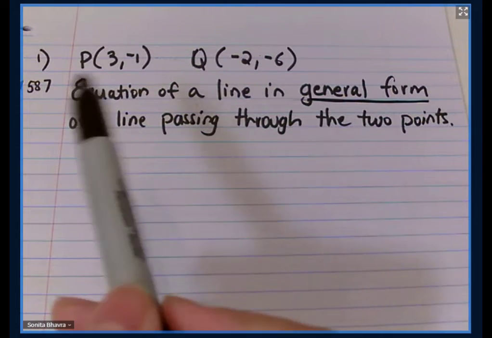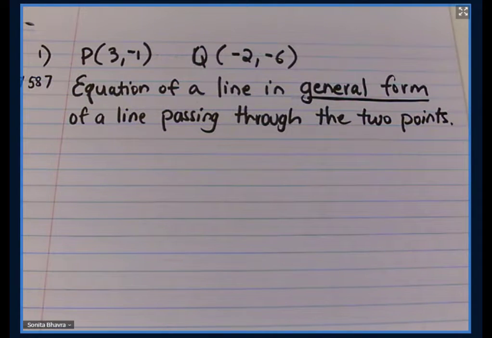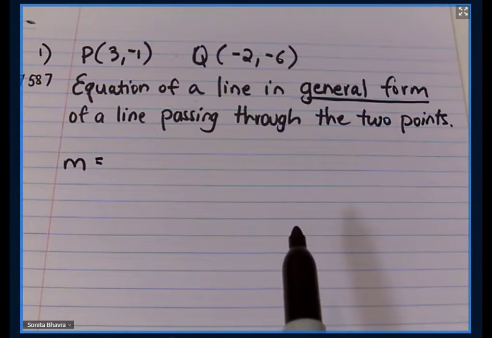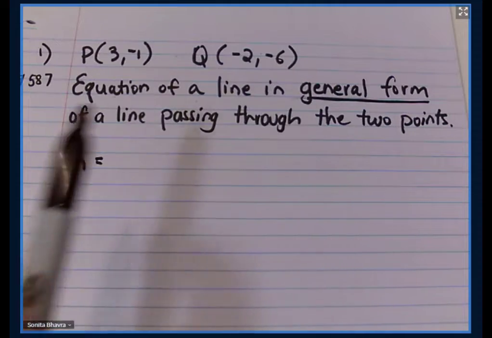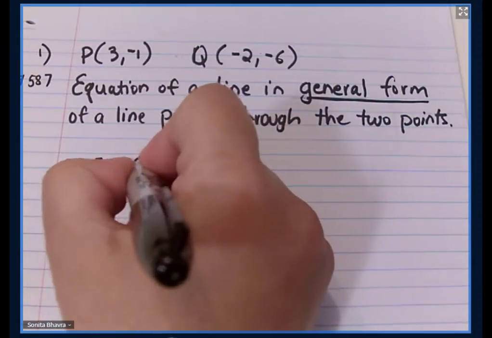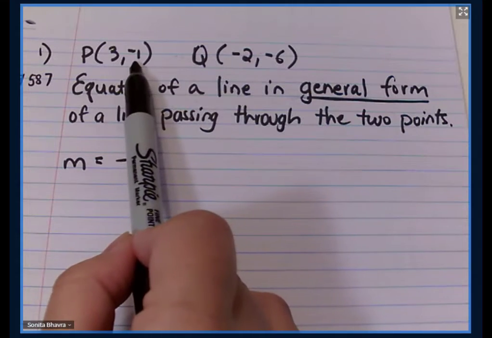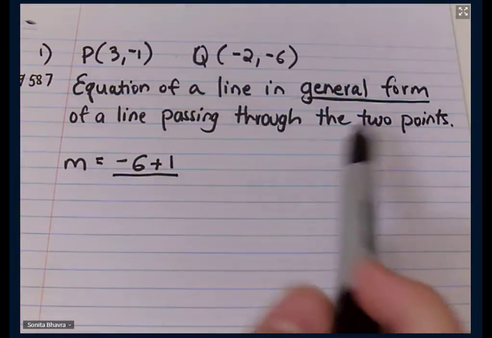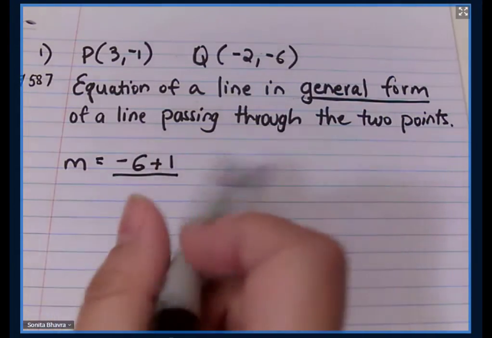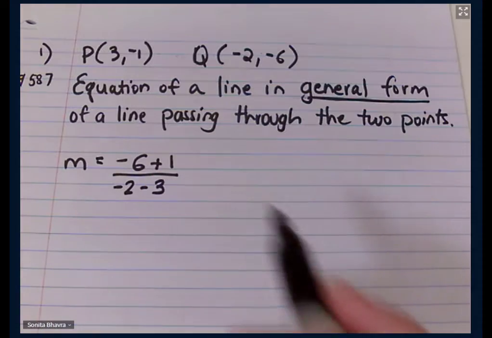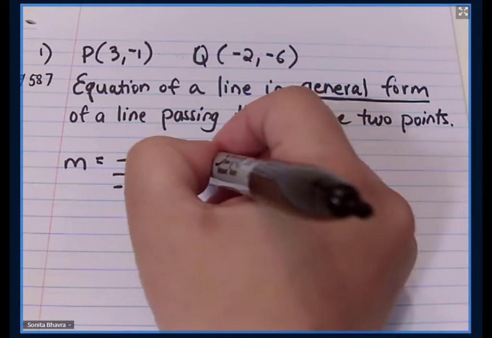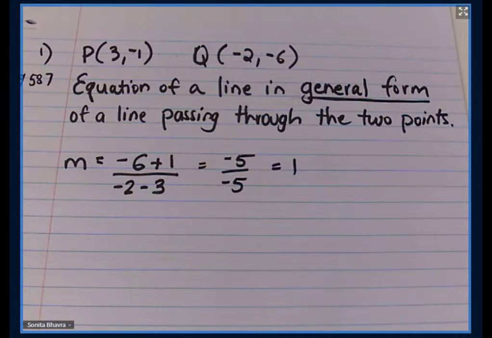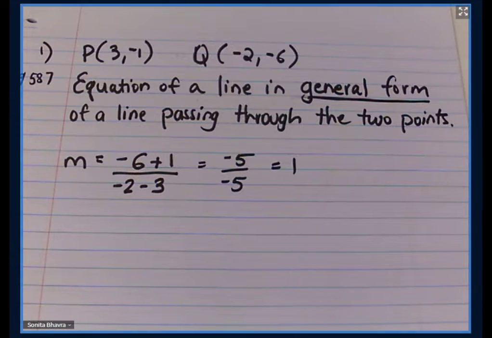So anytime you're just given 2 points like this, always figure out the slope. All right, so let's figure out our slope, which is rise over run. Rise is vertical, so you look at your y points. So let's just do negative 6 minus negative 1, which becomes negative 6 plus 1. And then negative 2 minus 3. And our slope becomes negative 5 over negative 5, which is equal to 1. So our slope is 1.